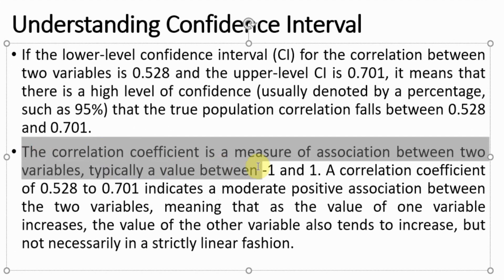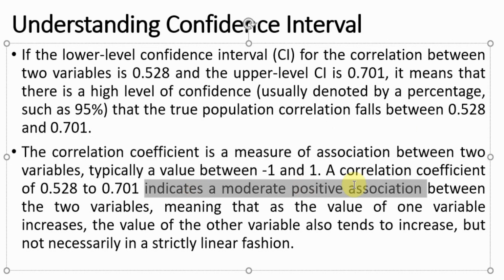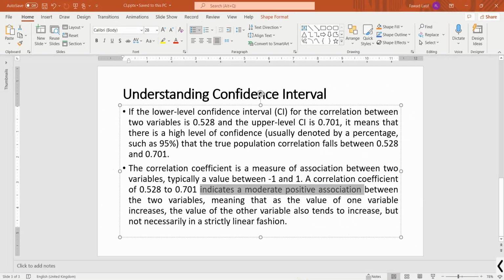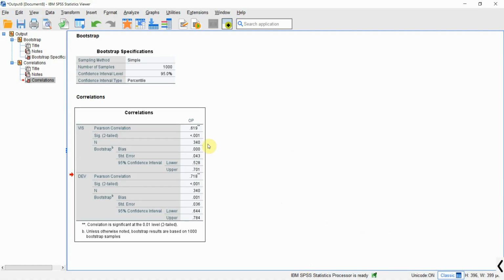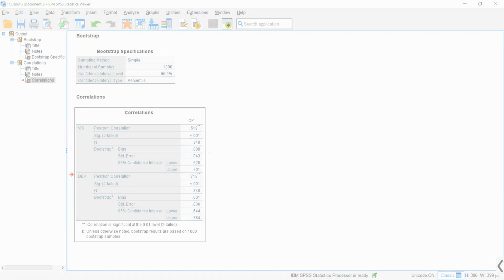The correlation coefficient is a measure of association, and its values range between -1 and 1, where a minus sign indicates a negative relationship and no sign, or the positive sign, shows a positive relationship. In this case, it is moderately positive. So this is how you can interpret the confidence interval when you are running the correlation analysis.